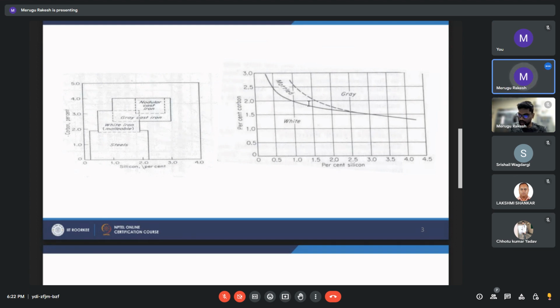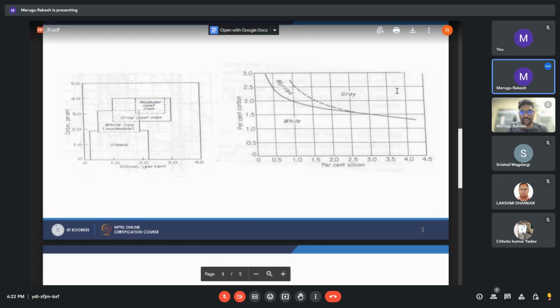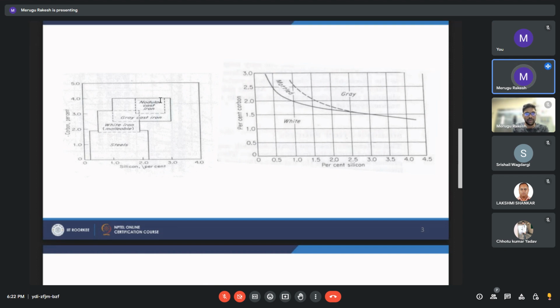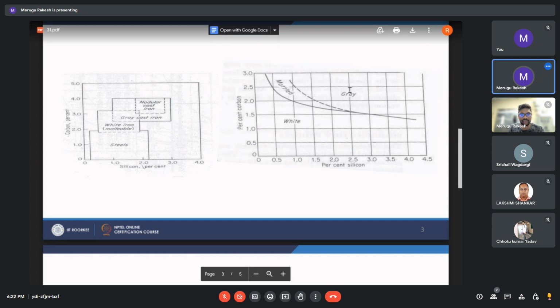Basically in gray cast iron, the graphite is in the shape of flakes, whereas in nodular cast iron it is present in the form of nodules. In the microstructure part, I will be discussing all these things in brief.